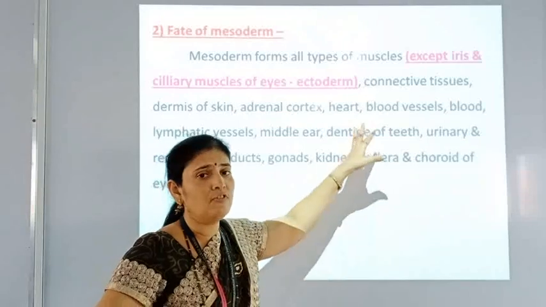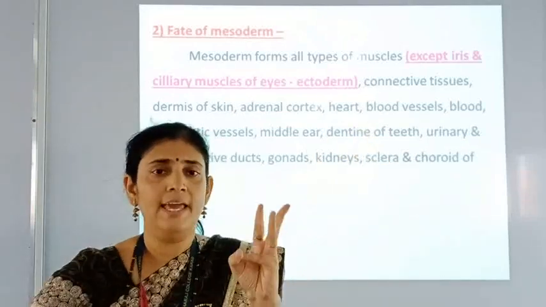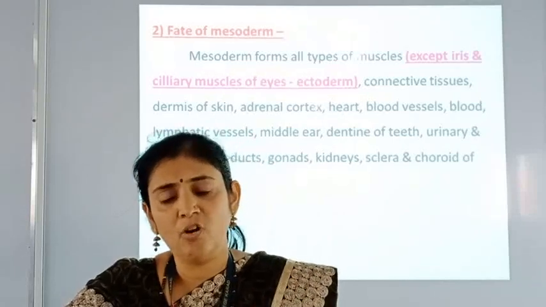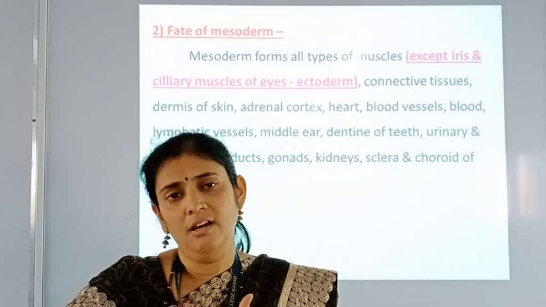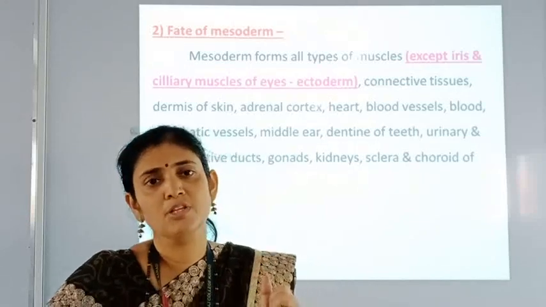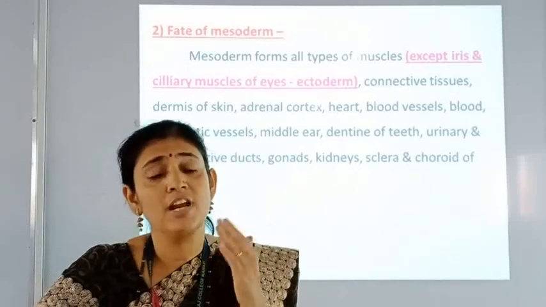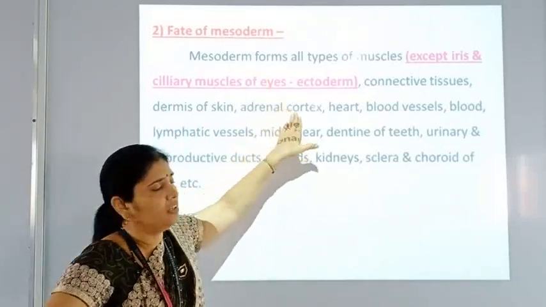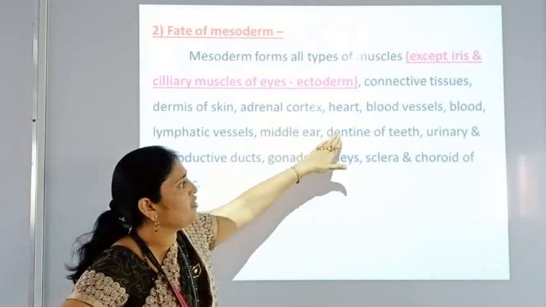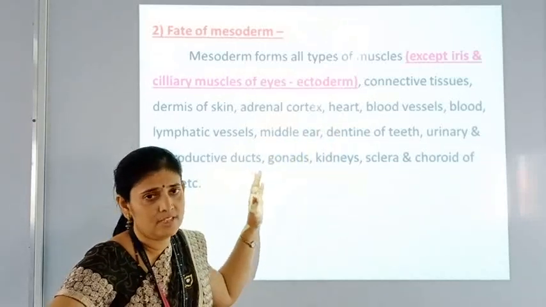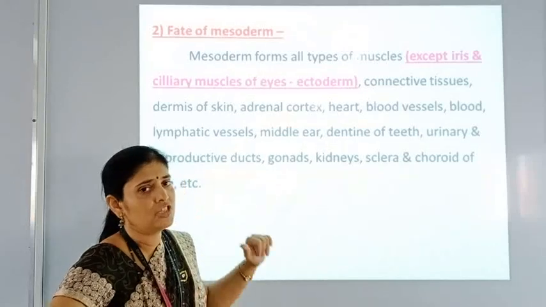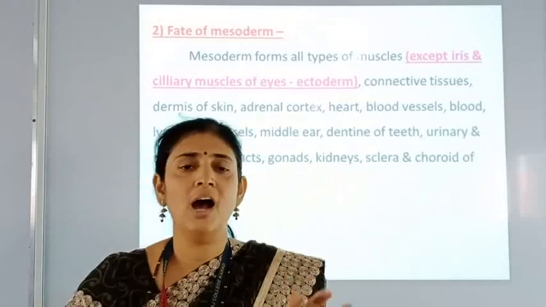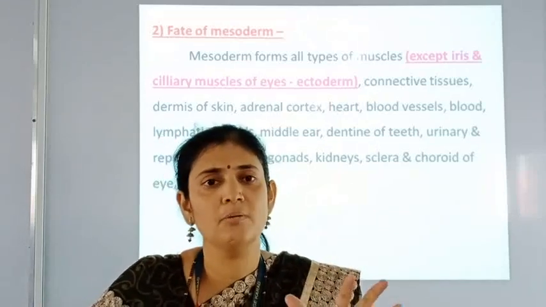Then all types of connective tissues means here areolar connective tissue, adipose connective tissue, bone, cartilage, tendons, ligaments, all these connective tissues are derived from this mesoderm. All the parts of circulatory system are derived from this mesoderm. Adrenal cortex region, then middle ear, the dentine of teeth, the ducts of urinary system and the reproductive system, the gonads, kidneys and sclera and choroid layer of eyes are derived from this mesoderm layer.